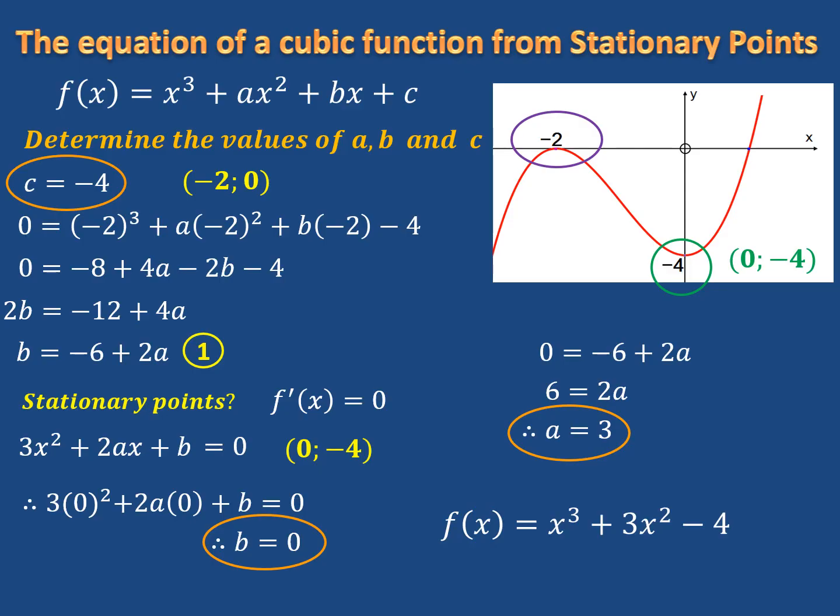So when you're trying to find the equation of a cubic function from the stationary points, remember two things. You've got stationary points which are actually points on the graph, so you can use the original function. But then they're also stationary points, so you've also got another equation where the first derivative is equal to 0.